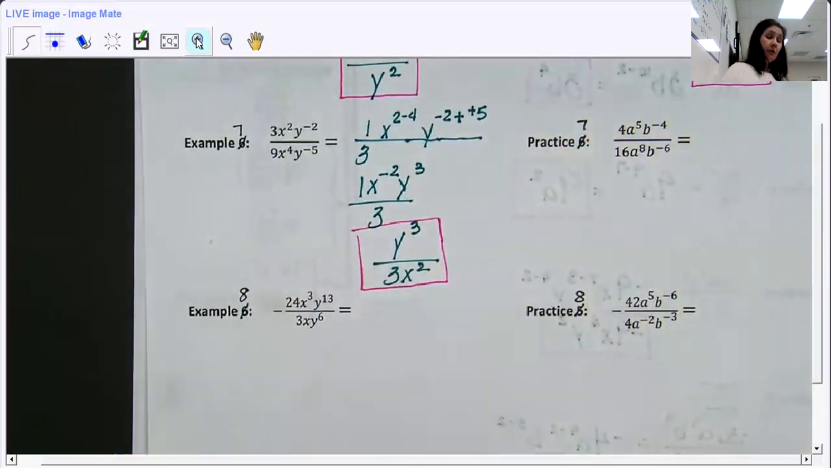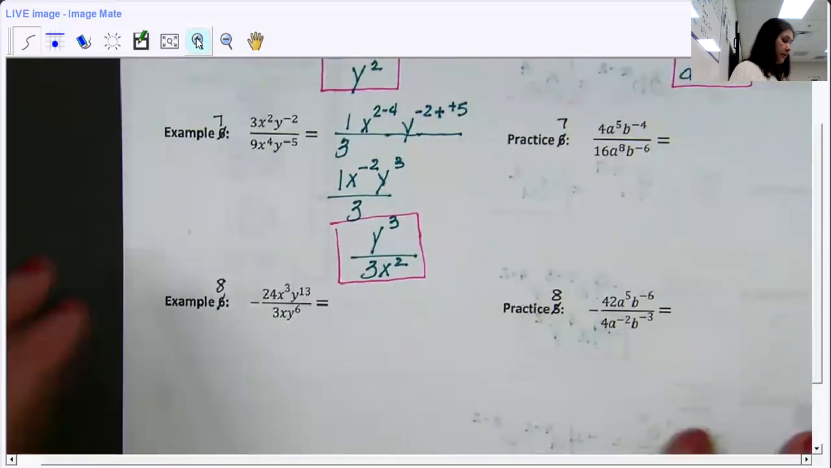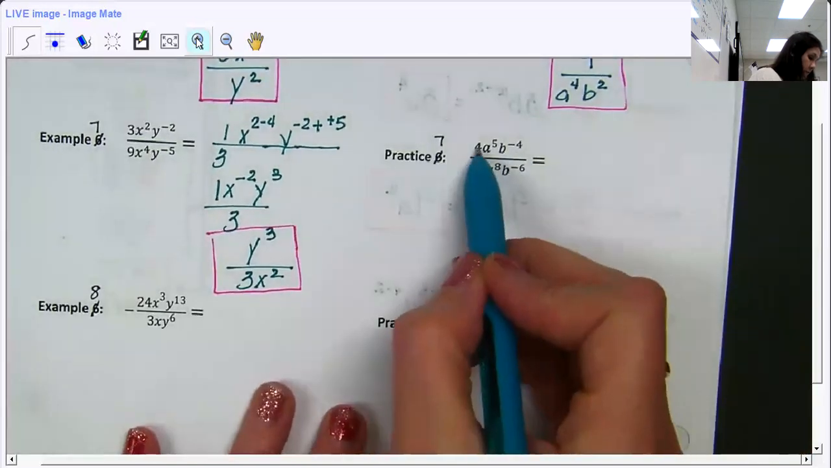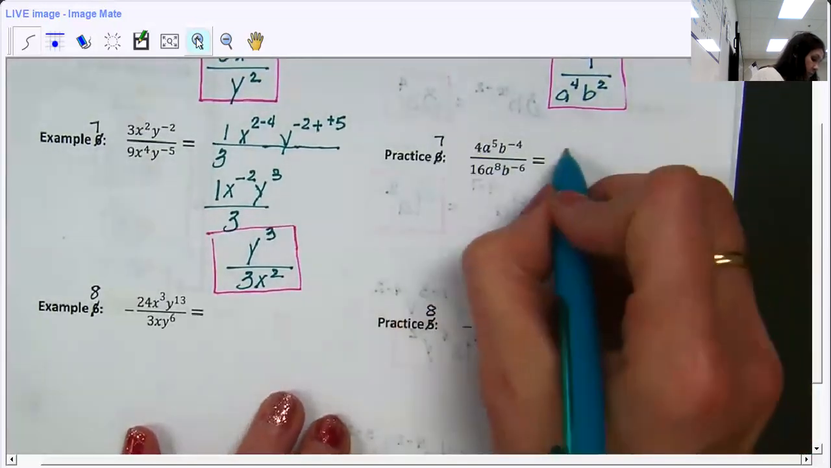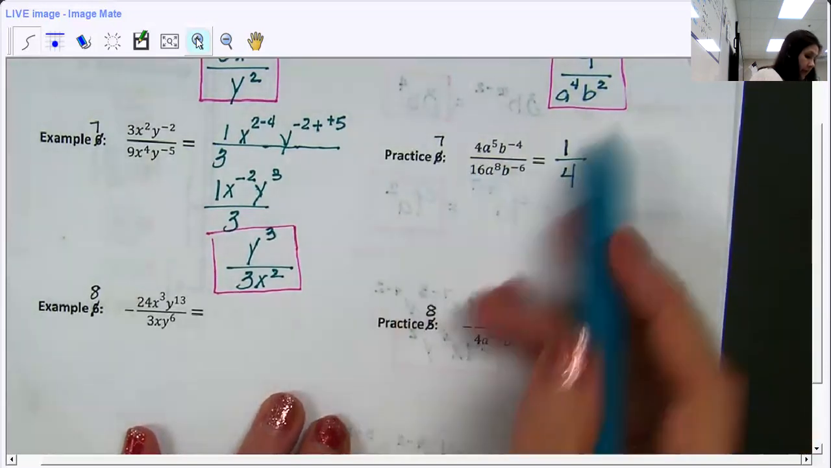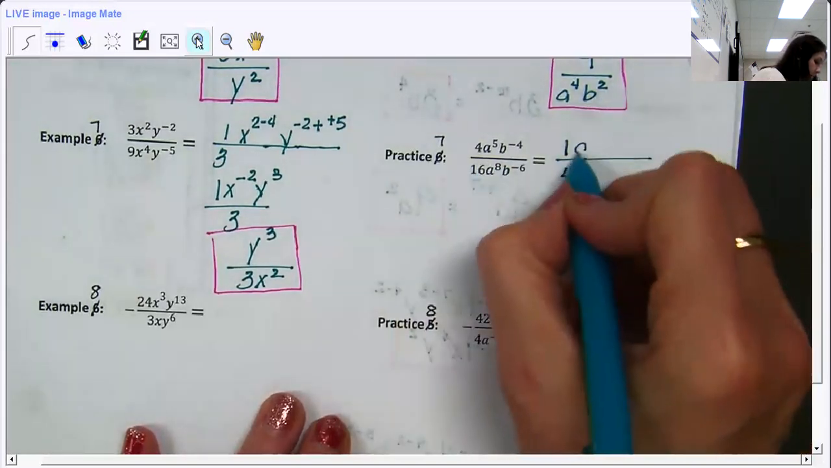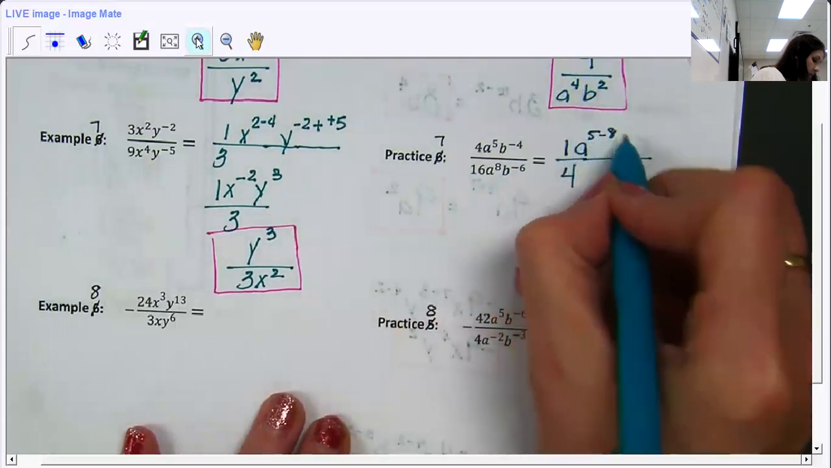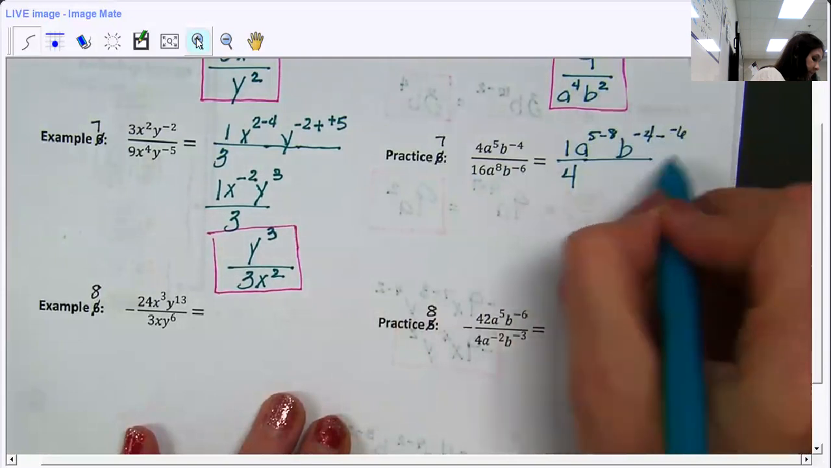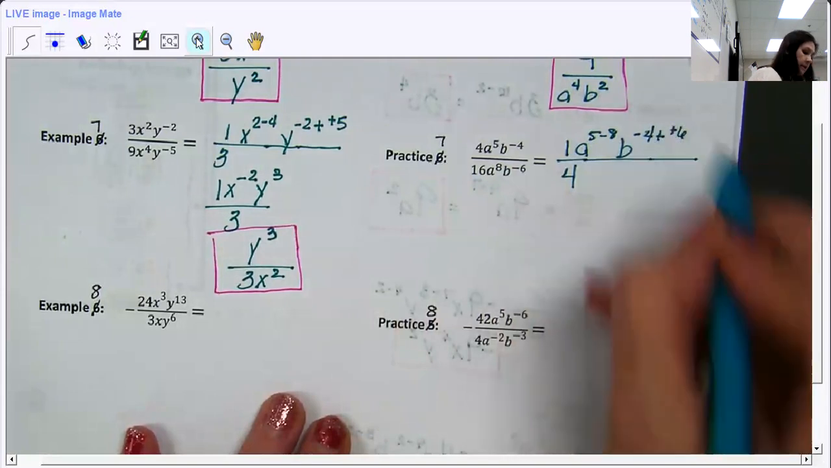All right. Practice 7 is very similar if you want to try that on your own. And so we have 4/16, which simplifies to 1 over 4. And then I have a to the power of 5 minus the power of 8, b to the power of negative 4 minus a negative 6, which becomes plus a positive 6.